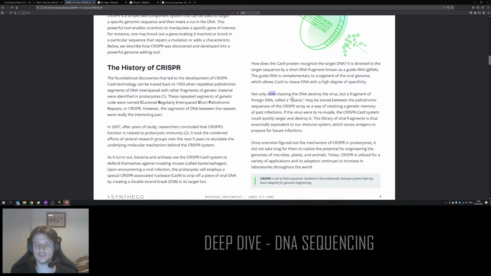Not only does cleaving the DNA destroy the virus, but a fragment of foreign DNA called a spacer may be stored between the palindromic sequences of the CRISPR array as a way of retaining a genetic memory of past infections. If the virus were to reinvade, the CRISPR-Cas9 system could quickly target and destroy it. This library of viral fragments is thus essentially equivalent to our immune system, which stores antigens to prepare for future infections. That's awesome.